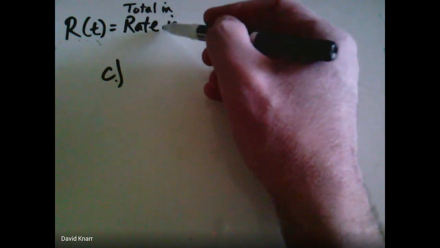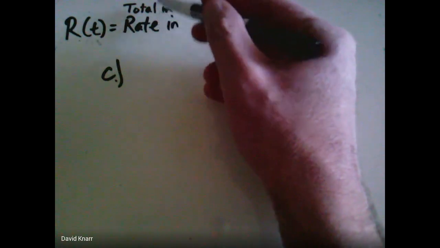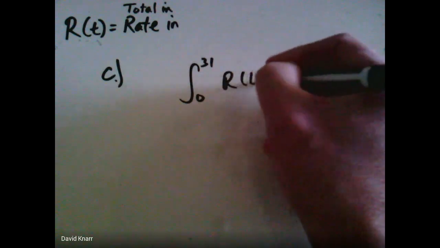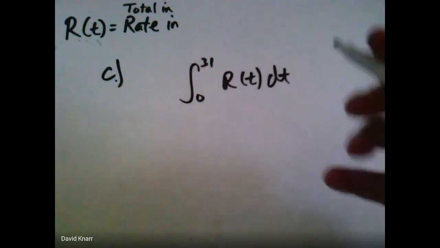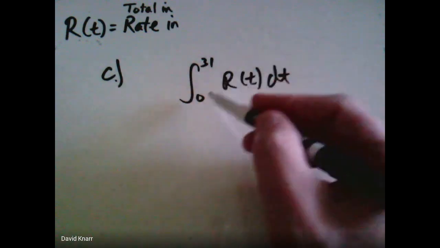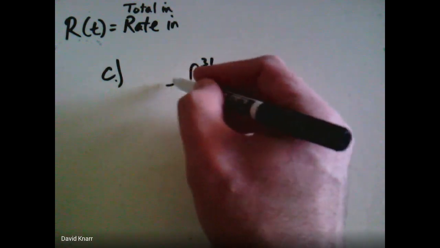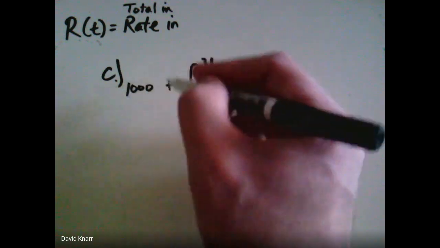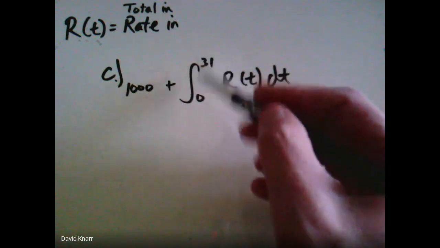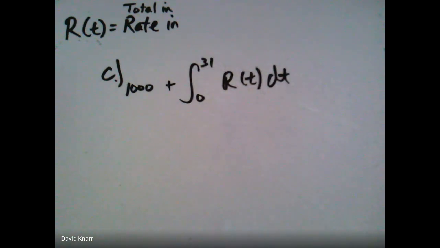All right? So I want to know how many mosquitoes are on the island. Right now I know the rate. If I want to know how many, I'd have to integrate to get the total. So I'm going to have to integrate from 0 to 31, r of t dt. This is how many mosquitoes will be accumulated on the island from 0 to 31. But I want to know how many there are. So I also have to add the 1,000 that we started with. Okay, that's in the scenario at the top. It's 1,000 plus the integral from 0 to 31, r of t dt.